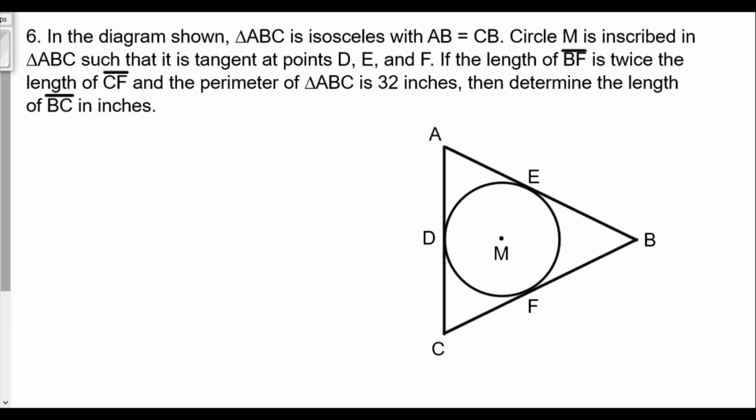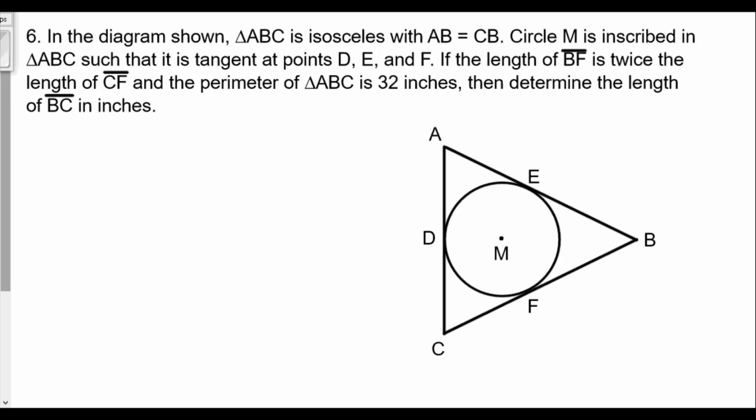Welcome back to part 3 of Tangents in a Circle, homework lesson 20 homework review. In the diagram shown, triangle ABC is isosceles with the measure of AB equal to the measure of CB. Circle M is inscribed in triangle ABC such that it is tangent at points D, E, and F. If the length of BF is twice the length of CF and the perimeter of ABC is 32 inches, then determine the length of BC in inches.